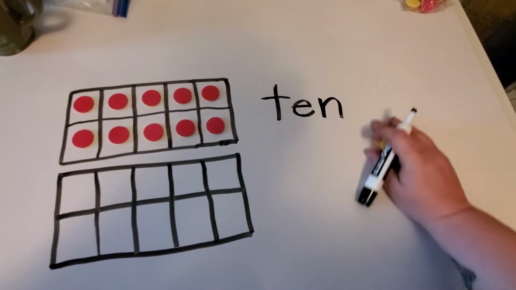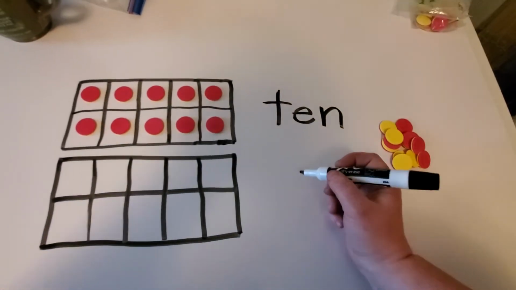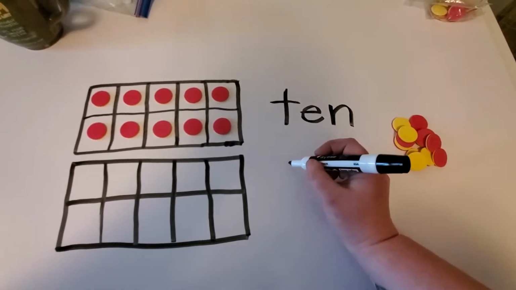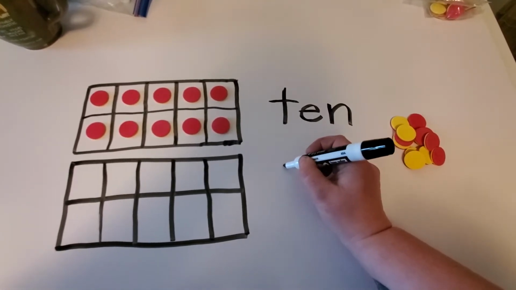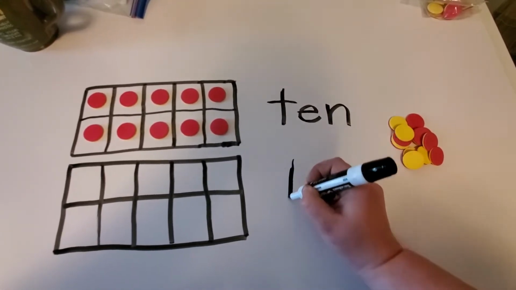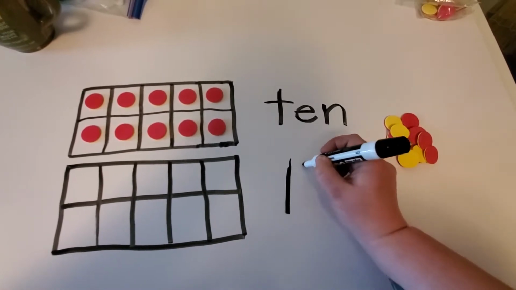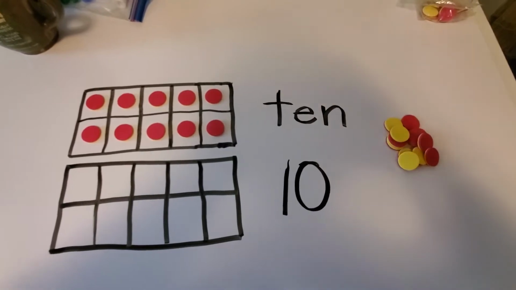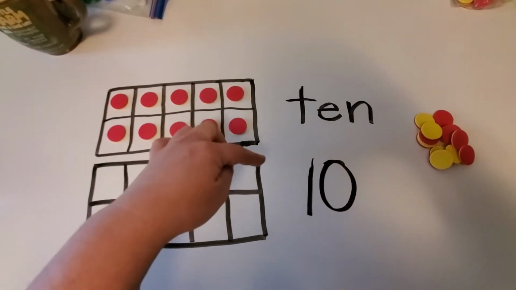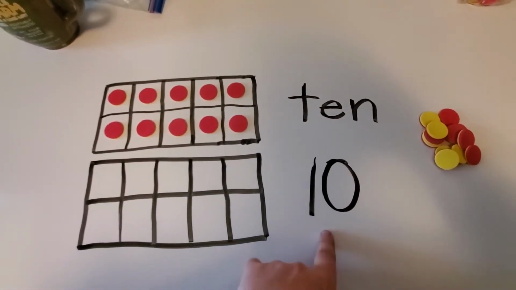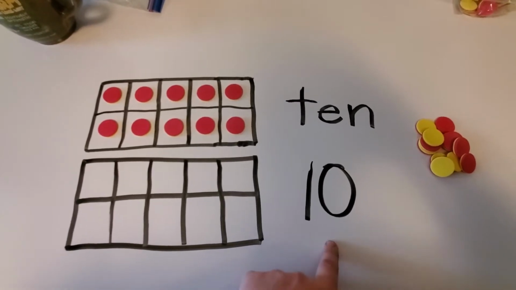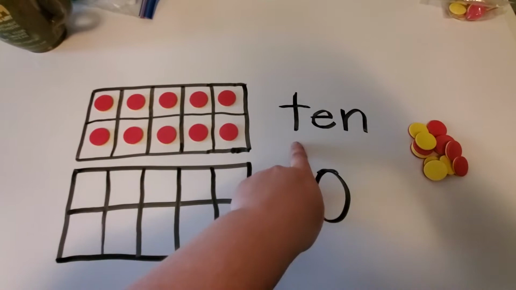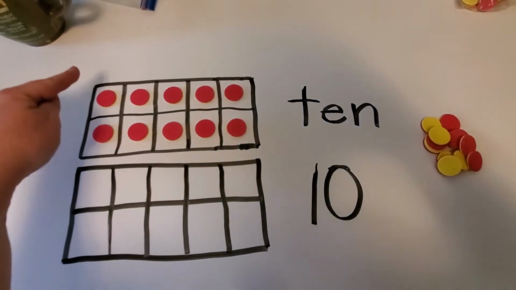And now I'm going to write the number 10. I know most of you remember, boys and girls, again, this is just going to be a review. We're going to start with a 1 and a 0. So here we have the number 10. We have 10 filled in our 10 frame, and here we wrote the number 10, just like this. 1 and 0, 10.